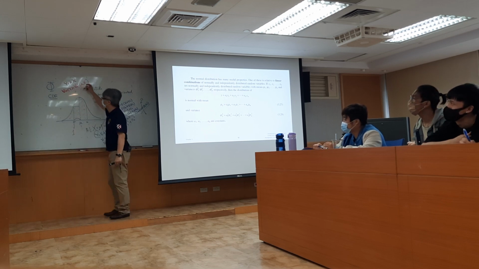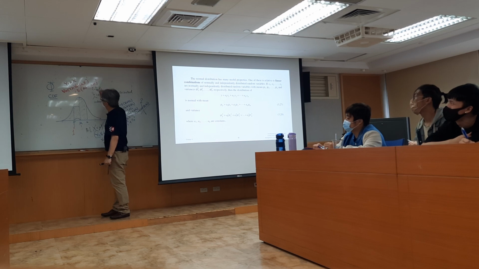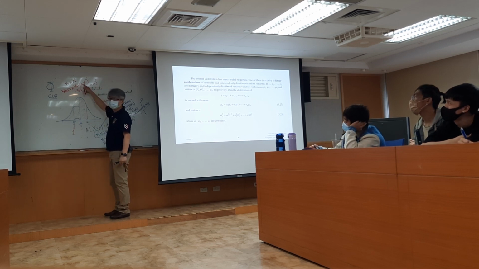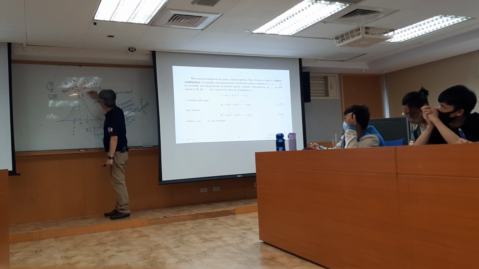Since this is the second moment, the second moment equals ax minus a mu, squared, right? Since a mu is the mean of ax, so we just put the a squared outside of the expectation, that is x minus mu.